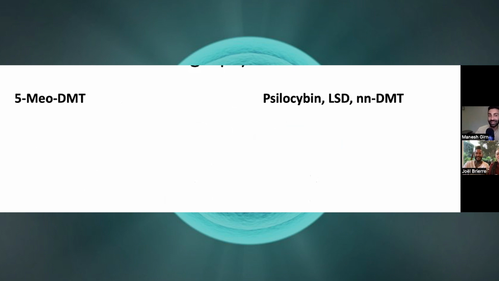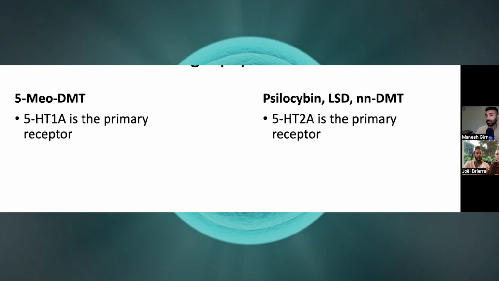I want to contrast 5-MeO with psilocybin, LSD, and NN-DMT, or quote unquote normal DMT, as people might call it. What's interesting about 5-MeO is that the main receptor it hits is the serotonin, or 5-HT1A receptor, whereas psilocybin and LSD act primarily through the 5-HT2A receptor. So in this fundamental pharmacological mechanism of action, 5-MeO is quite distinct from the other psychedelics.